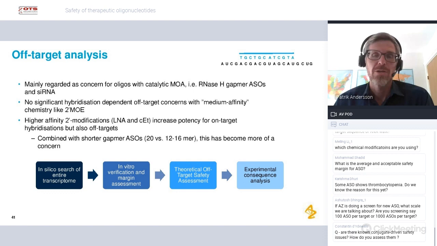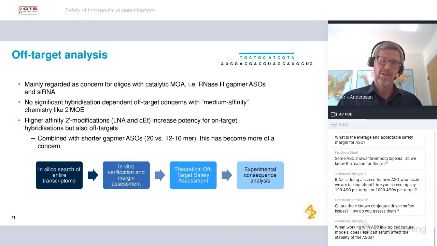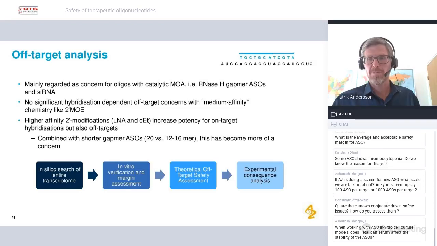So really, the way you do this, at least the classical one described by Lindow et al, is you have an in silico search of the entire transcriptome. You then run an in vitro assessment in cells where you have both your primary target and your potential off target expressed, and see what your safety margin is in that cell line of knockdown. For those remaining, you can make a theoretical off-target safety assessment like you would do for the on-target safety assessment. And if it's still of concern, then you can run experiments with oligos targeting the off-target.